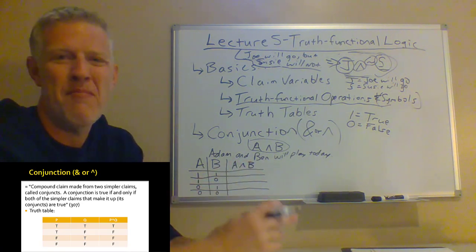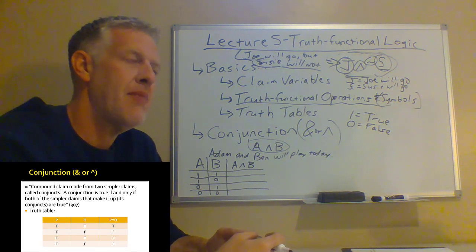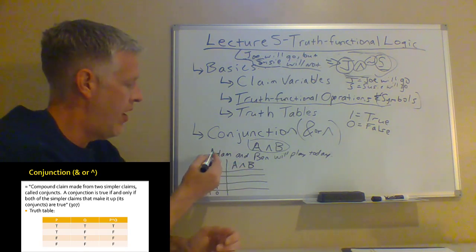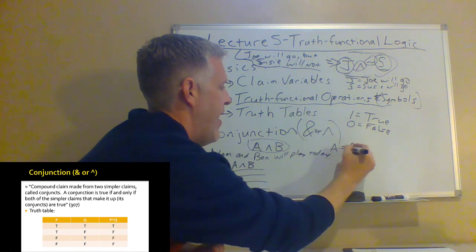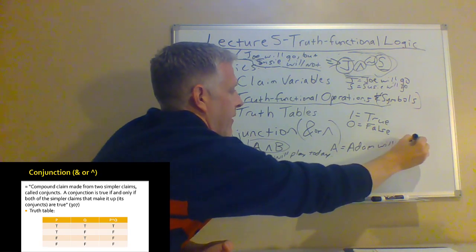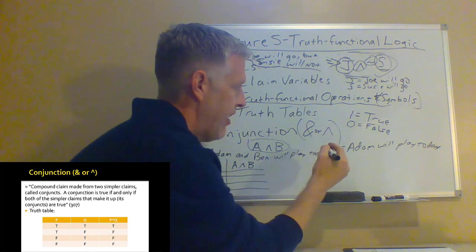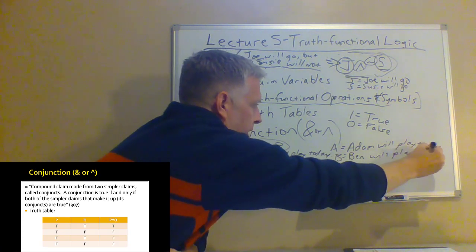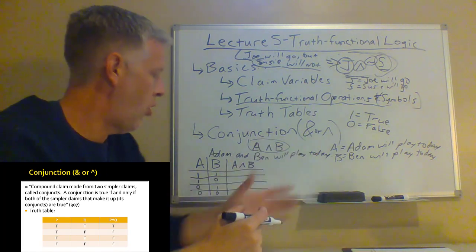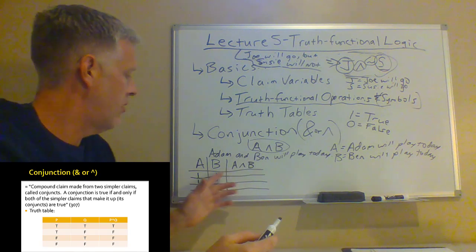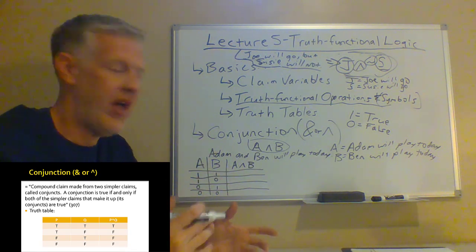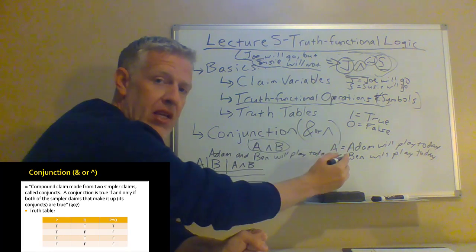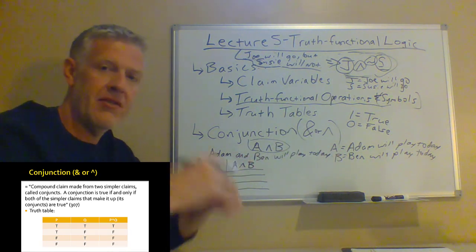For a conjunction, you want to memorize this basic rule. When is a conjunction going to be true? It's only going to be true if both things are true, both of the conjuncts. So I should write this as a key. A means Adam will play today. This board is so big, I can't even reach the other end. And B is Ben will play today. And this person is suggesting both are the case. Not just that Adam will play or that Ben will play, but that both things will happen. So for us to say what they said was true, both have to be the case. If even one is false or not the case, then what they told us as a whole was false.